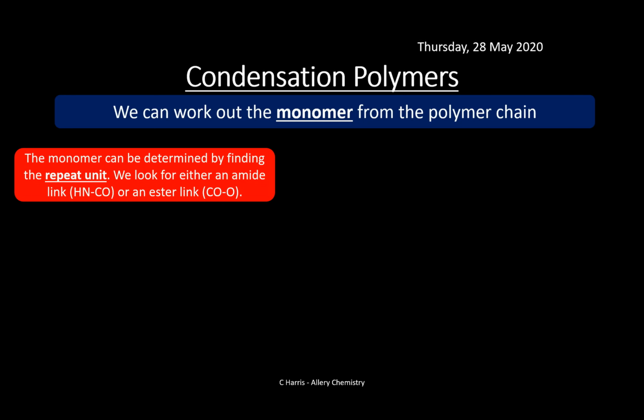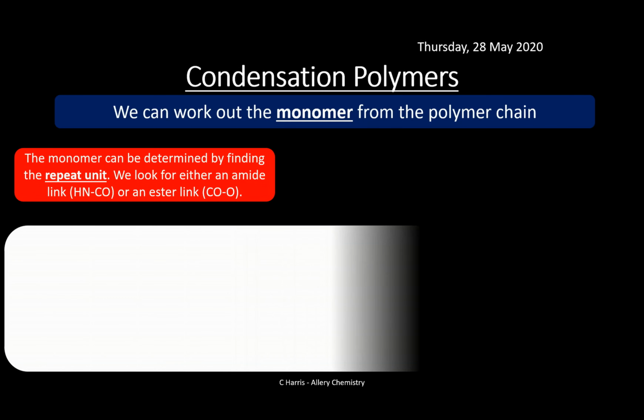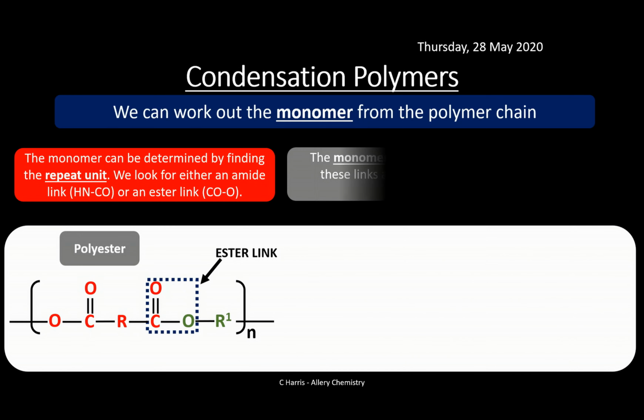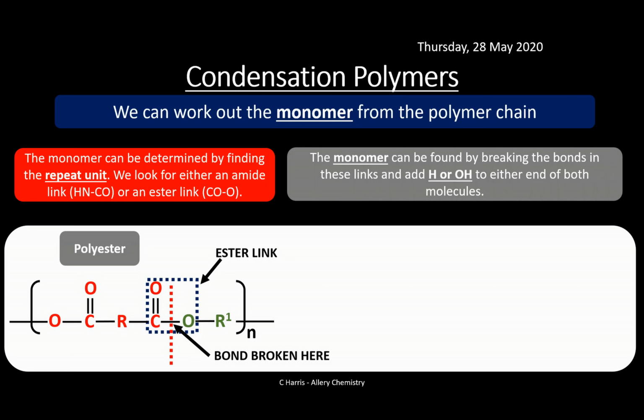The monomer unit can be determined by finding the repeat unit. What we're looking for in that polymer chain is either an amide link or an ester link. We take that ester link and break it straight down the middle. So we're looking for that repeat unit.